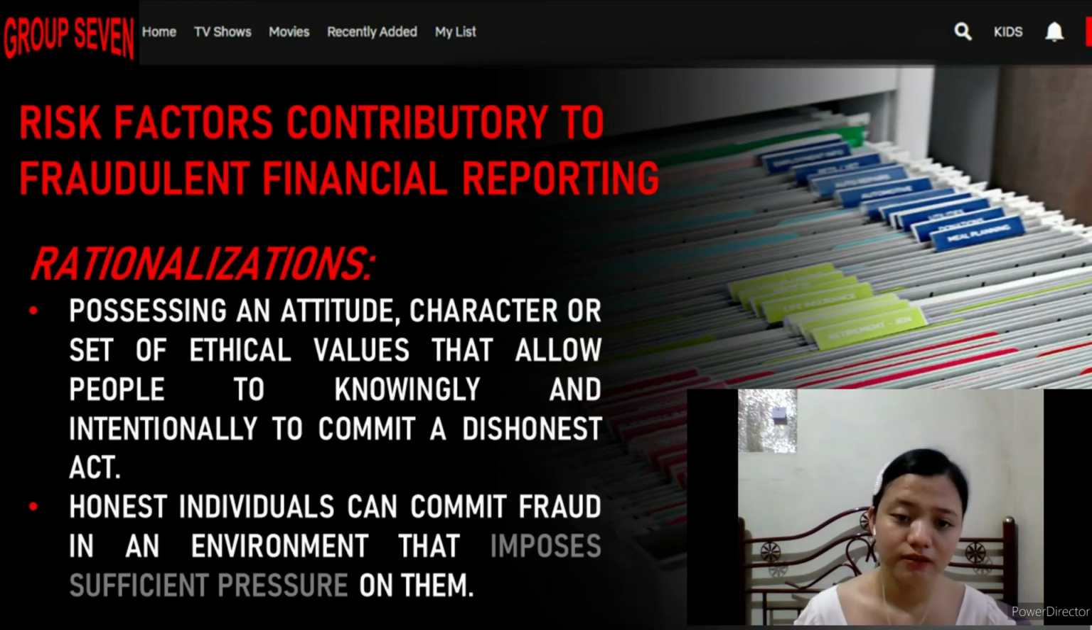And lastly, the rationalizations. Individuals may be able to rationalize committing a fraudulent act. Some individuals possess an attitude, character, or set of ethical values that allow them to knowingly and intentionally commit a dishonest act. However, even otherwise honest individuals can commit fraud in an environment that imposes sufficient pressure on them.